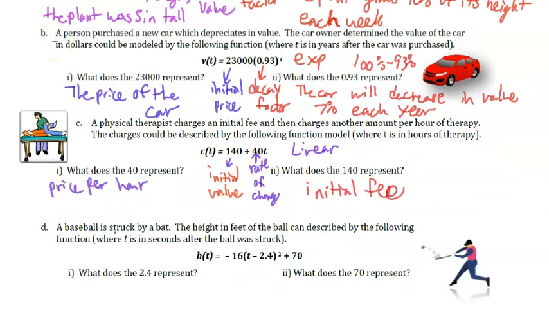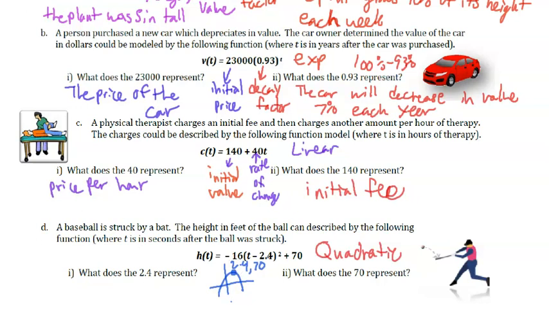D. A baseball is struck by a bat. The height in feet of the ball can be described by the following function, where t is in seconds after the ball was struck. H of t equals negative 16 times t minus 2.4 to the second power plus 70. This is quadratic. If we were to sketch a graph of this, it would look something like this, where the vertex would be 2.4 comma 70, and then it would be facing downward since we are talking about gravity.